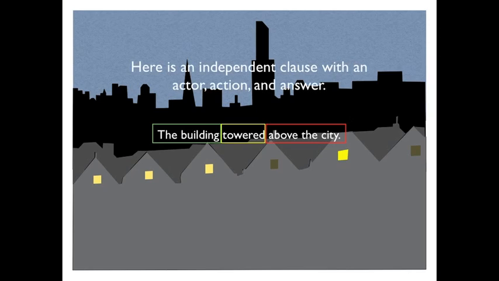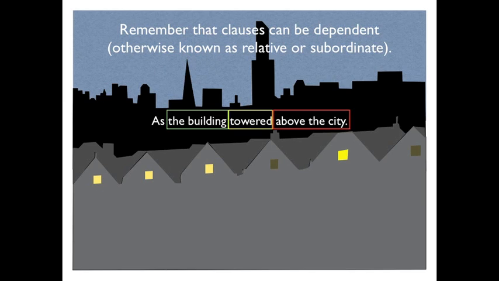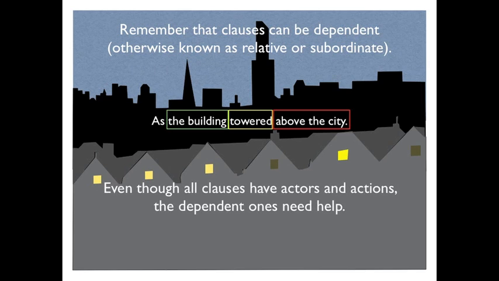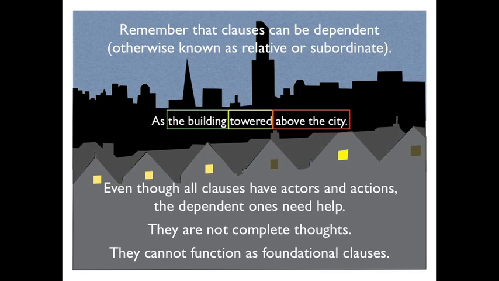Here is an independent clause with an actor, an action, and an answer. It technically has two phrases inside it. The first is the building, and the second is above the city. Now remember, when we're talking about foundational clauses, we're talking about independent clauses, not dependent clauses. Even though all clauses have actors and actions and sometimes answers, dependent ones need help. They can't stand alone because they're not complete thoughts, so they cannot form the foundation of complicated sentences. So remember, when you are trying to build a complicated sentence, you must begin with an independent clause.